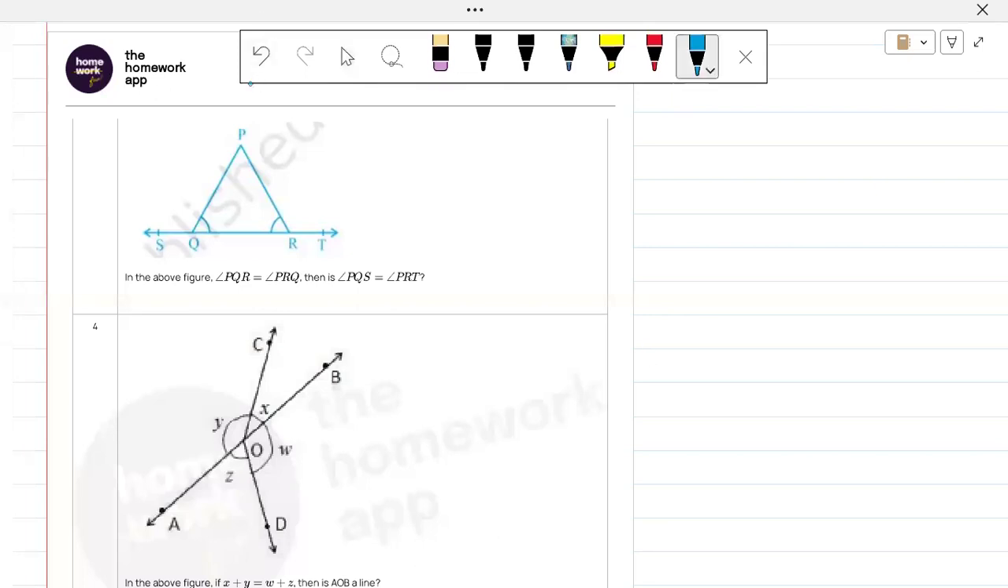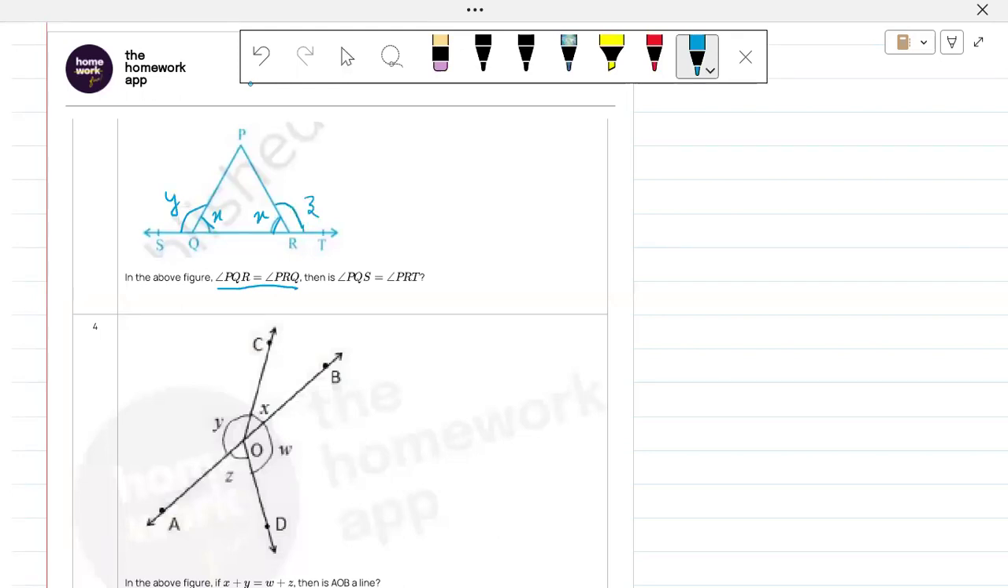This is question 3 of your NCERT first exercise of Lines and Angles. In this, what is given in the question? It is given that angle PQR is equal to angle PRQ. Angle PQR is this, angle PRQ is this. These two angles are equal. So let this angle be x, and this angle will also be equal to x, because it is given that PQR is equal to PRQ. And you can let this angle be equal to y and this angle be equal to z. You can assume that.